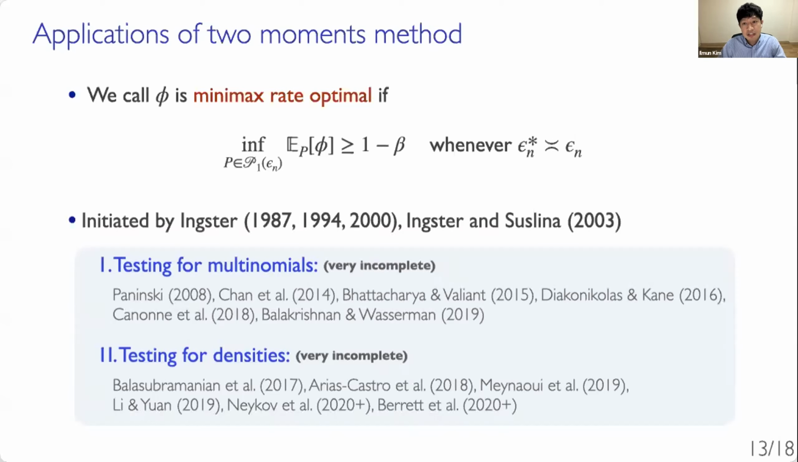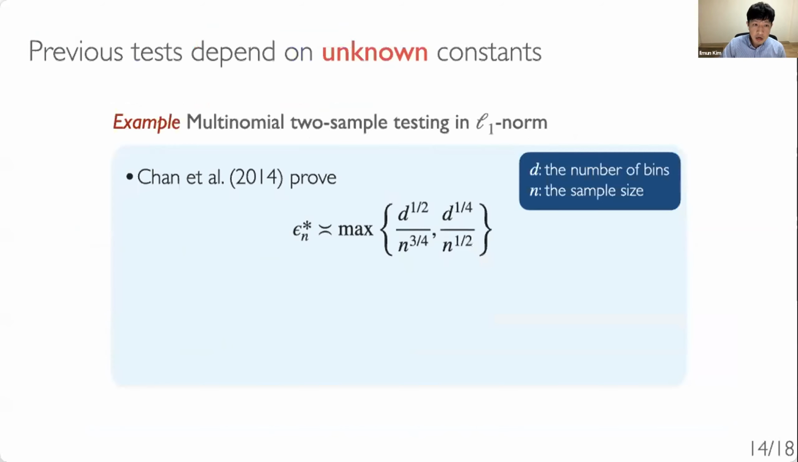It has received much attention in recent years. Here is a very limited collection of work that studies minimax optimal tests in the context of testing for multinomials as well as densities. However, I want to point out that the previous optimal tests often depend on unknown constants in their critical values. So it's not clear how to implement such a test.